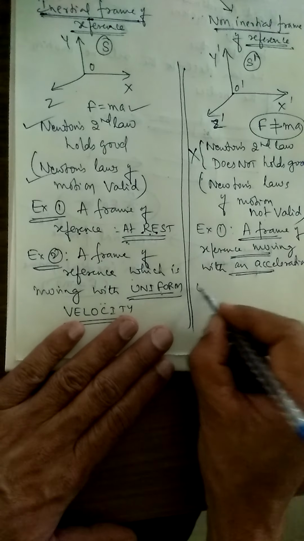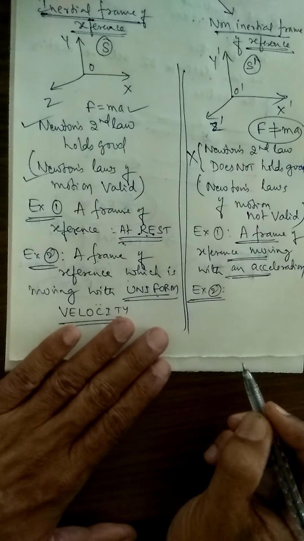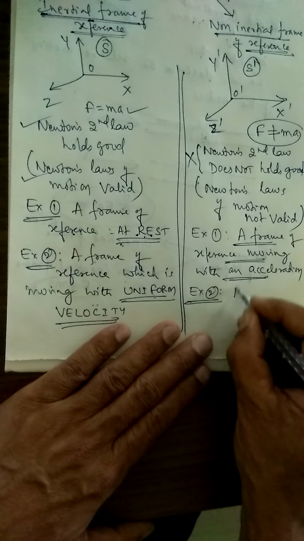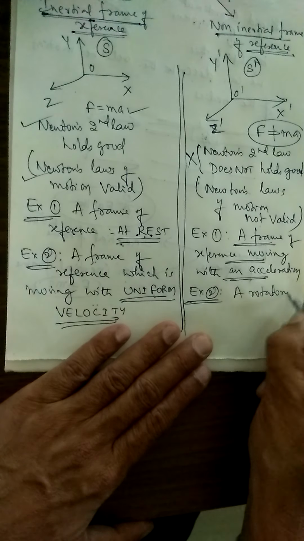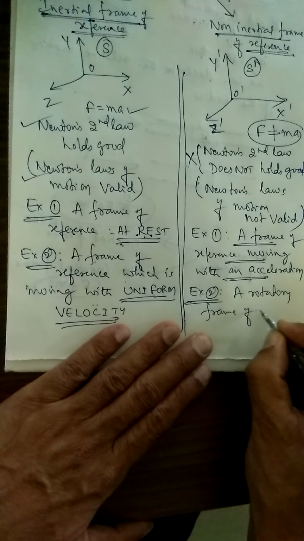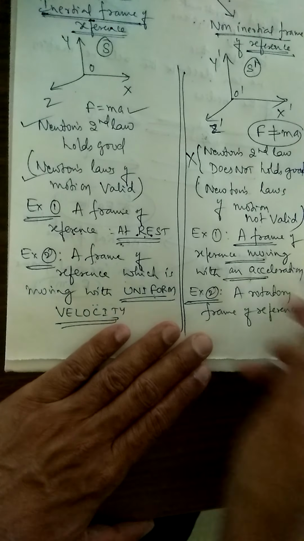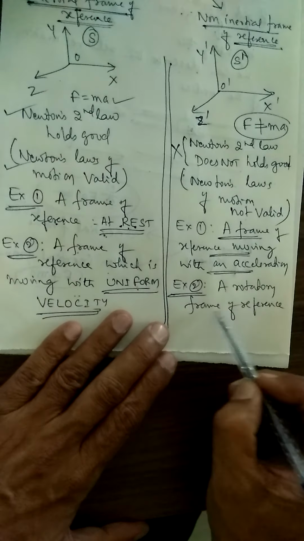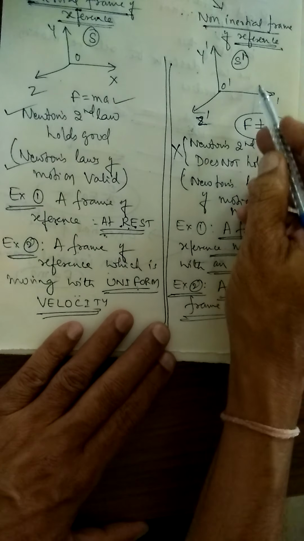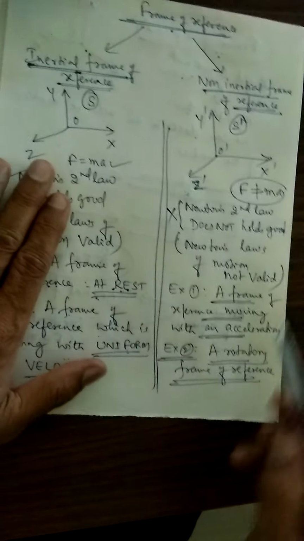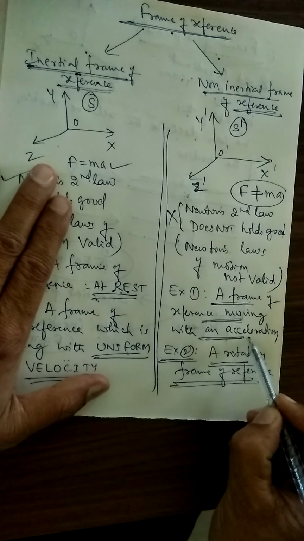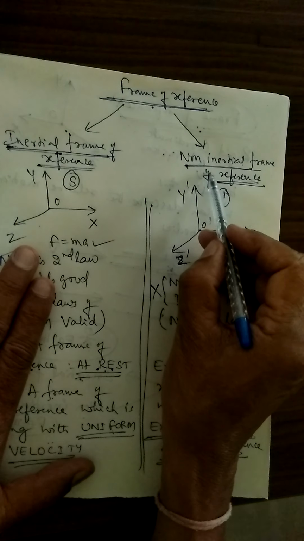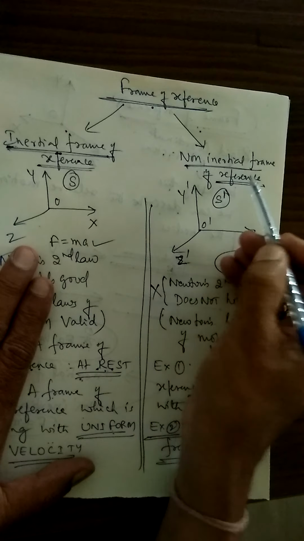Not only that, example number 2 also I can consider: a frame of reference which is revolving, which is rotating. I can consider a rotatory frame of reference, any frame of reference moving in a circular path. A rotatory frame of reference can also be taken as a non-inertial frame, because a rotatory frame has an acceleration. Hence we can consider that one also as a non-inertial frame of reference.